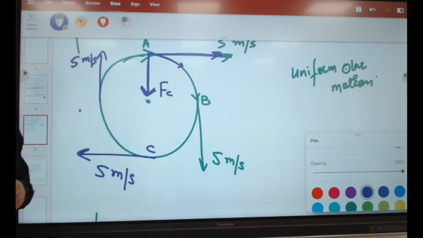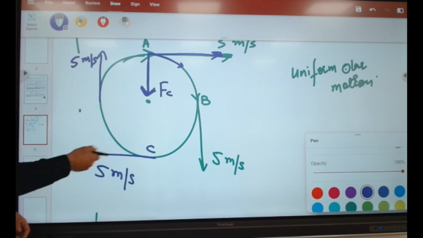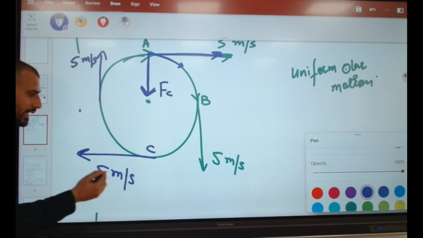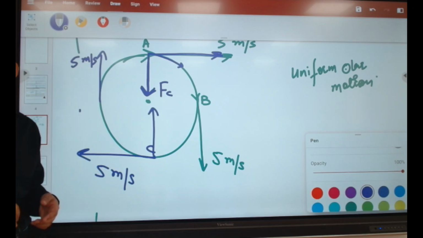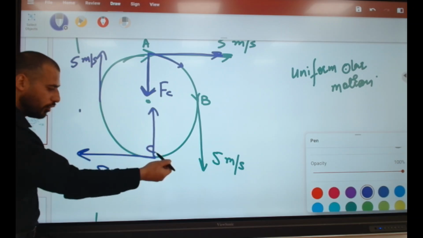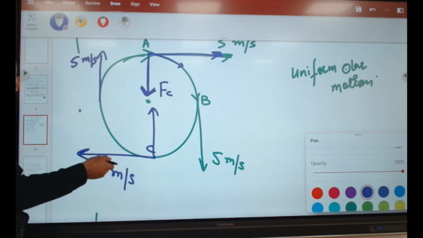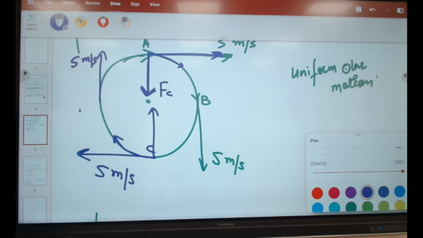Here as well. The body wanted to go like this, along the negative x direction, isn't it? But then there is a force which wants to take it towards the center. So what is happening? The body is neither going towards the center nor going tangentially. It is going through the resultant path.